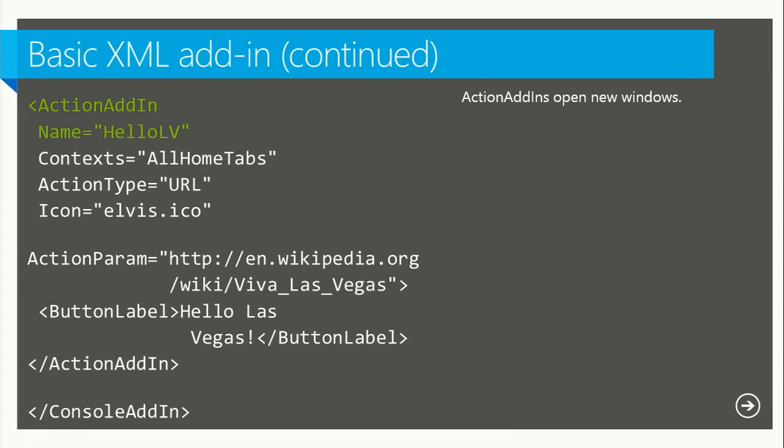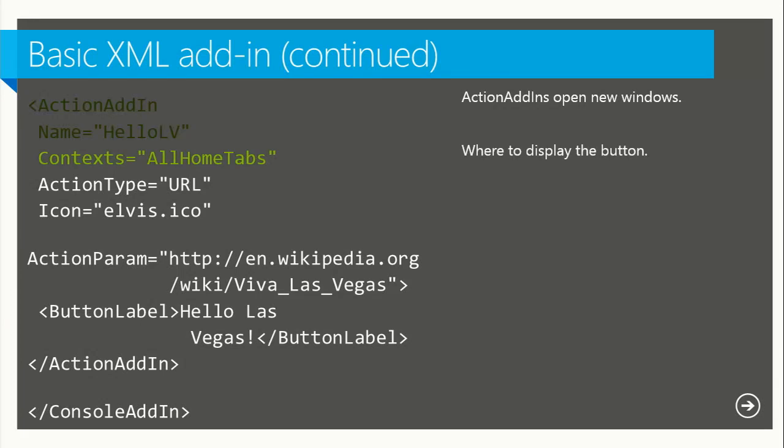Then there's the second part of the XML. So again, this is saying that it's an action add-in, which is the type of add-in that opens new windows. This is this context I've been talking about. So this one is a kind of special one. It's called all home tabs. And what it means is that whenever you move around the console, up on the ribbon, there's a home tab. This will appear in all of those. And this is the way, if there's an area of the console that we haven't specifically given integration access to, that you can get your button to show up in there anyhow.